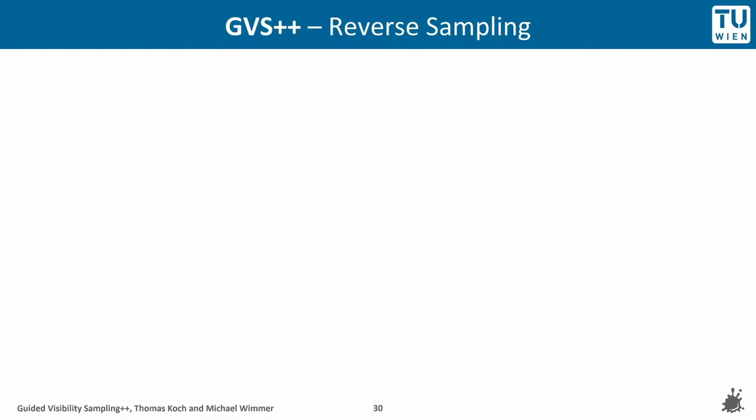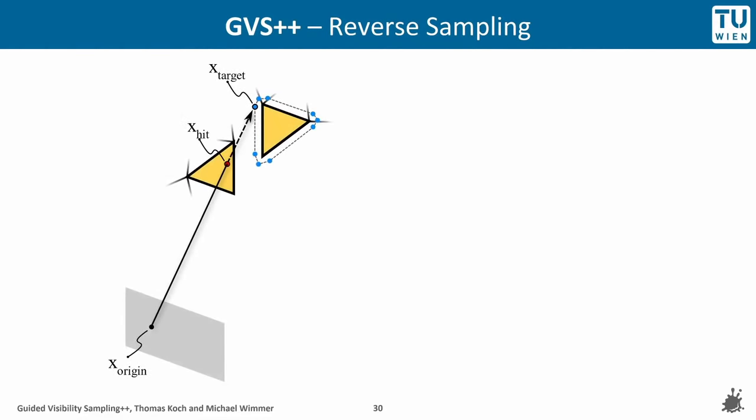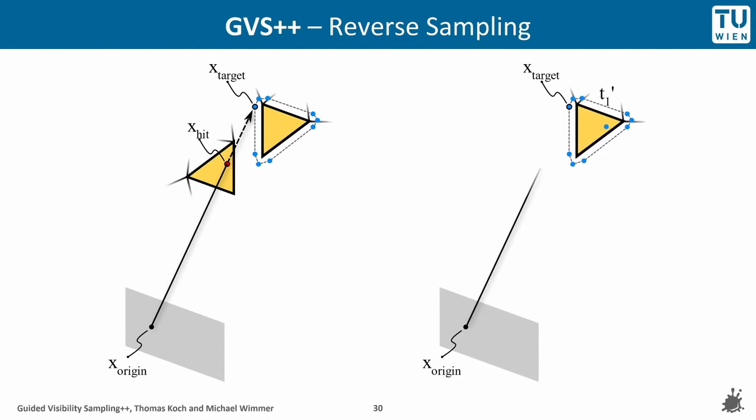In our new reverse sampling algorithm, we address both of those problems, and you'll now see our new approach. So here's the first discontinuity that we can handle, and also we handle discontinuities where no triangle is intersected. I'm now going to focus on the first case because the handling is rather similar.